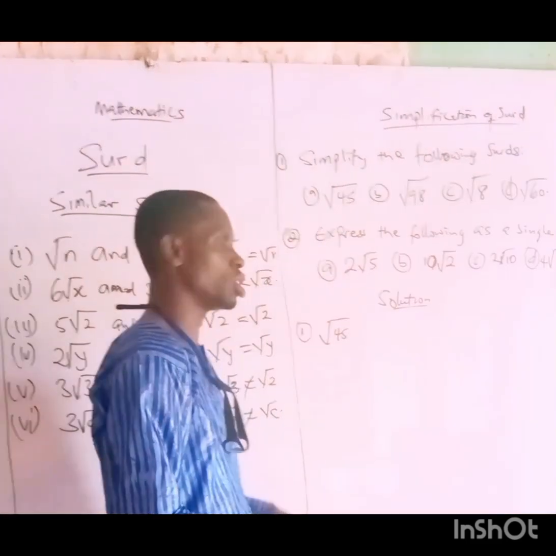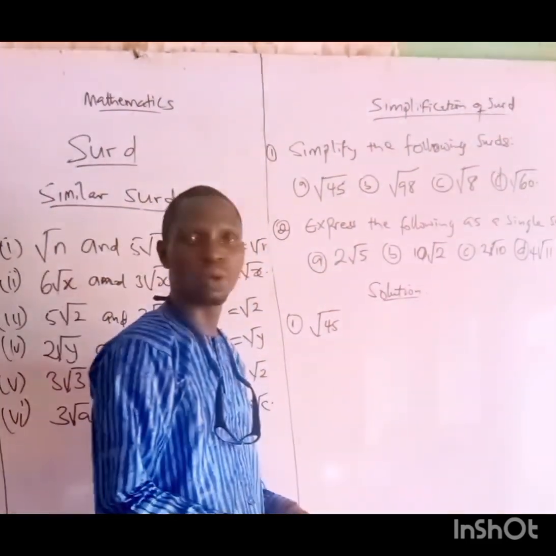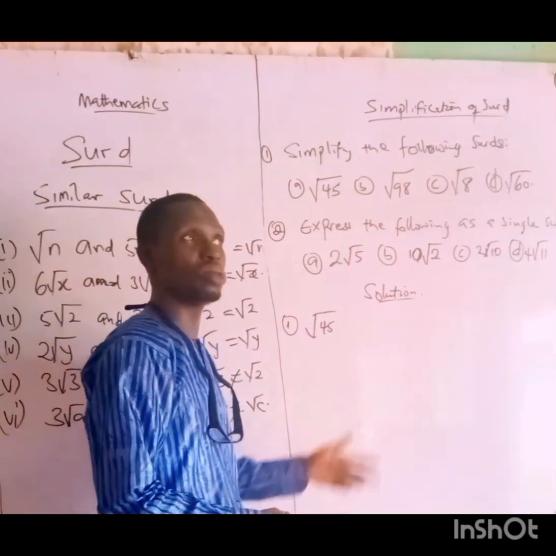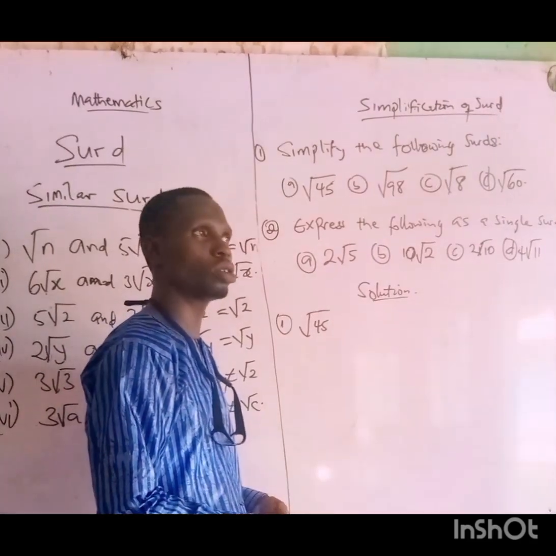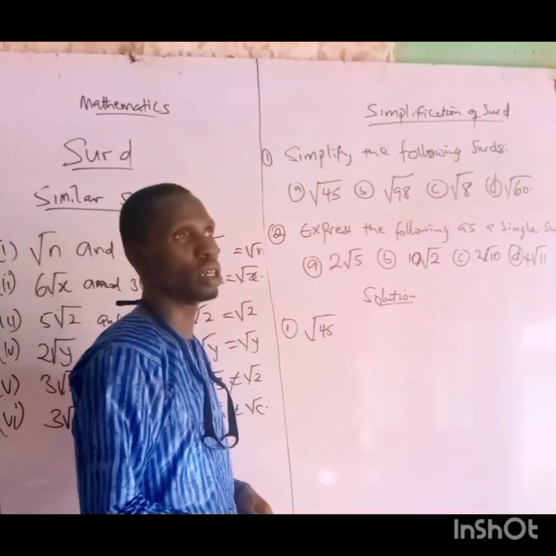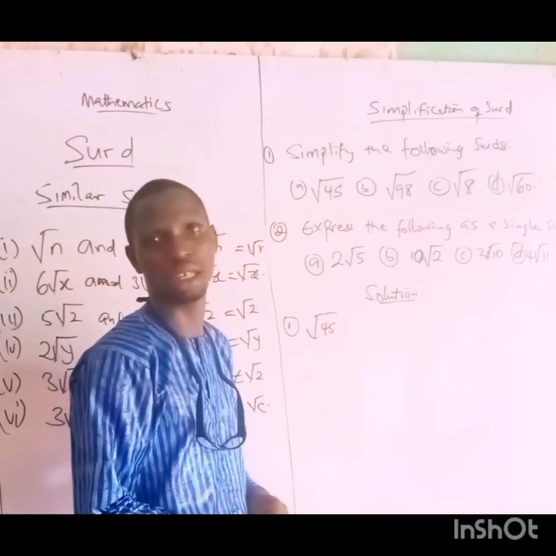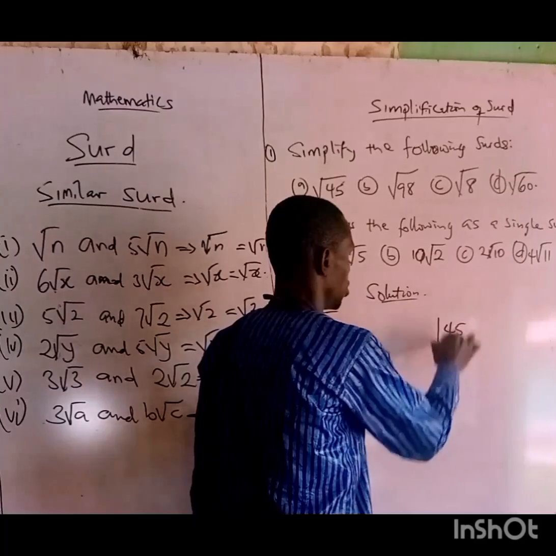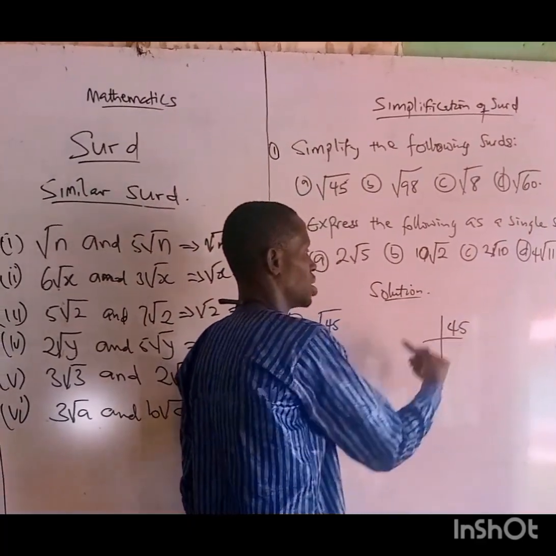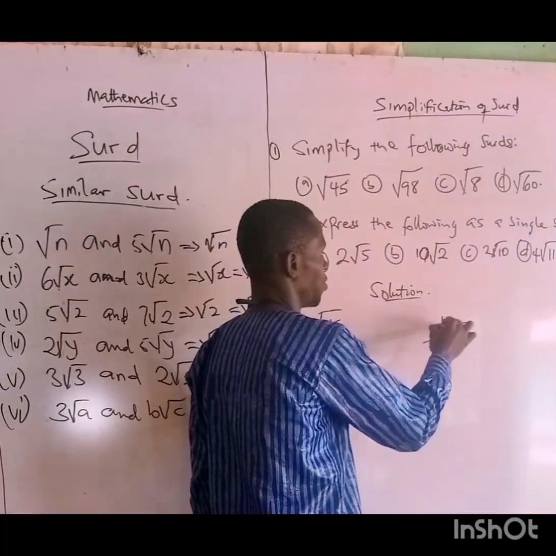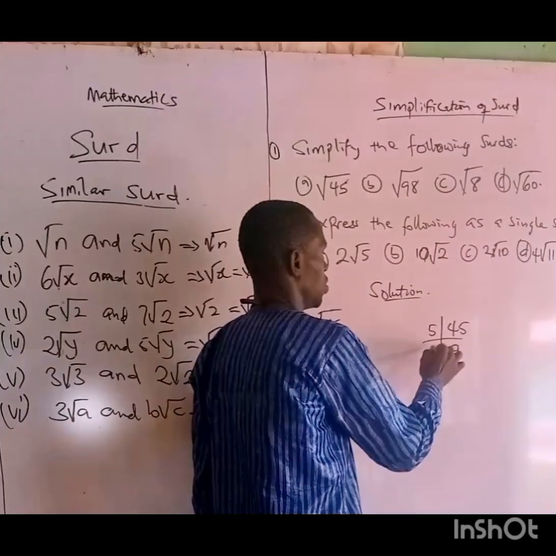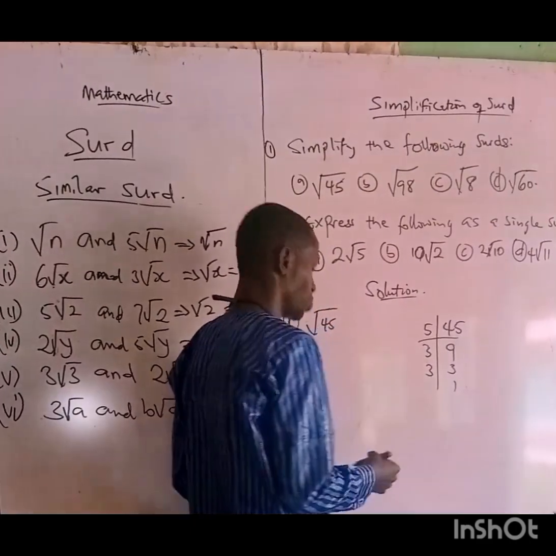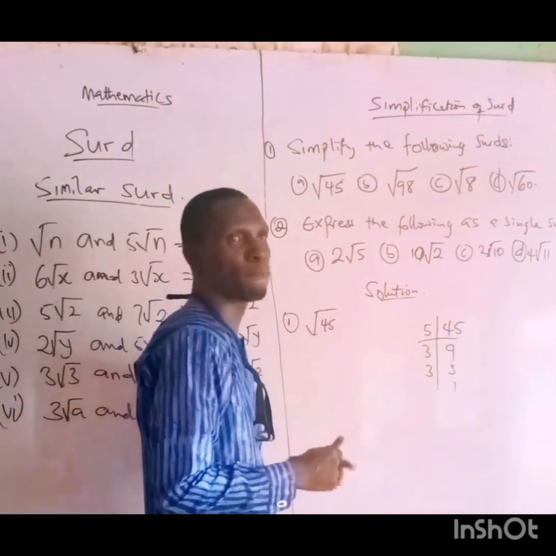What we do is to simplify this root 45. And the question is, how do we simplify root 45? It's very simple. We can use the product of prime numbers to solve that. And how do you do that? Say you have your 45. What are the prime numbers that can divide this? Of course, you have 5. This means 9. You have 3. It means 3. Then 3. It means 1.